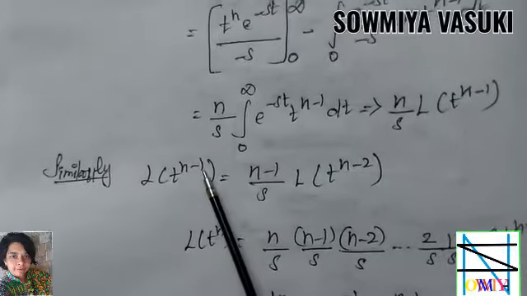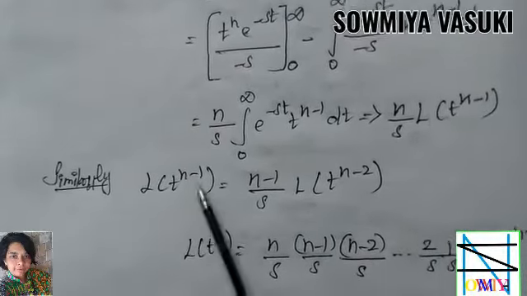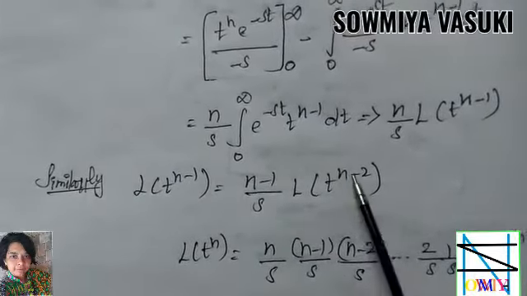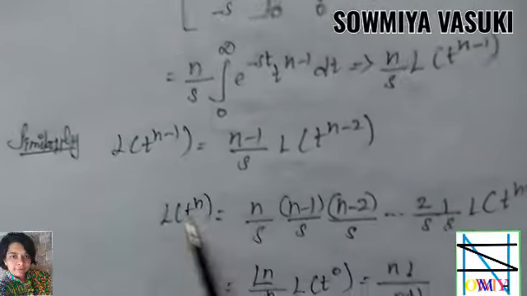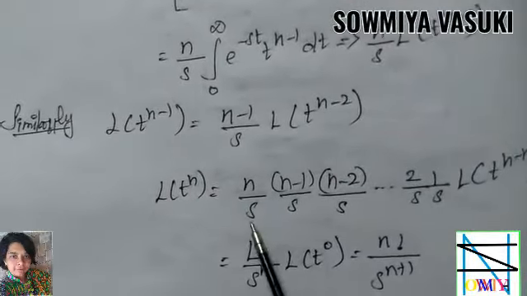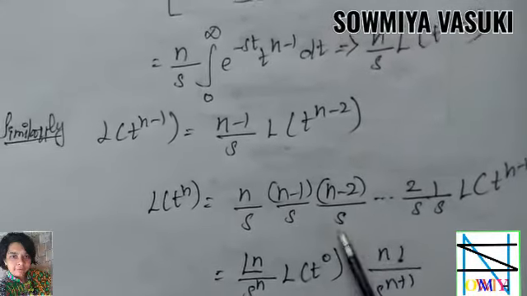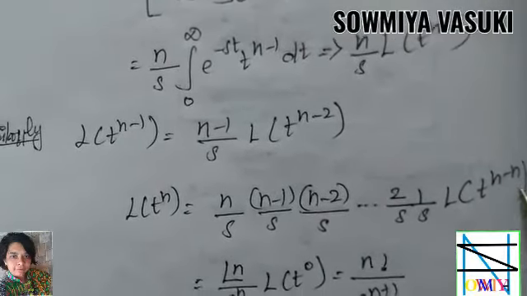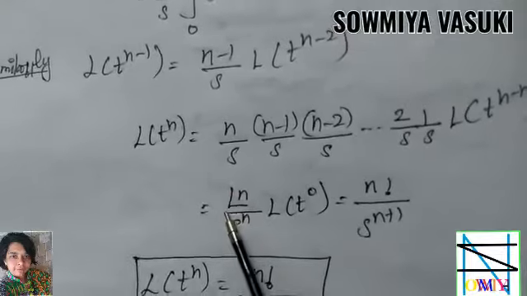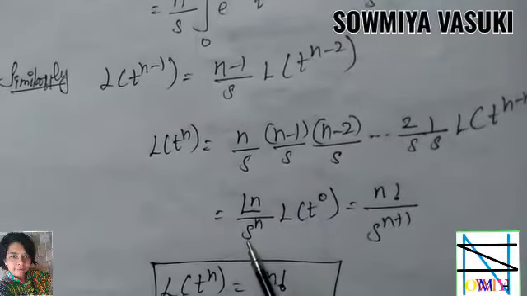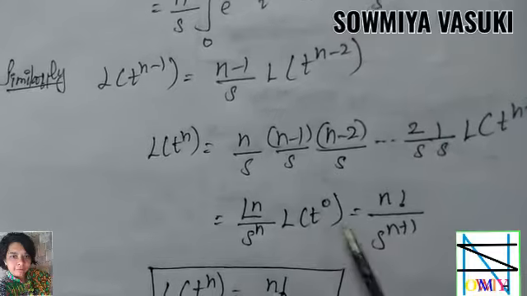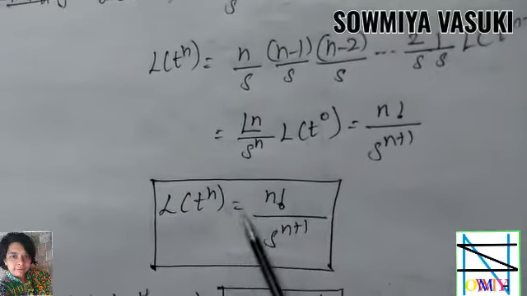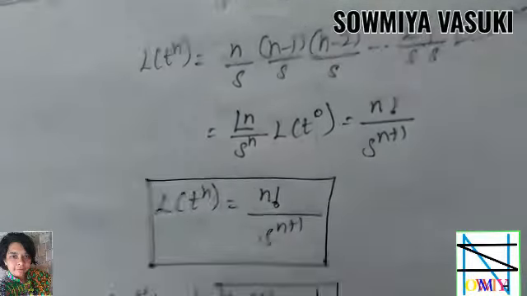Similarly, L of t^(n-1) is equal to (n-1) divided by s times L of t^(n-2). So L of t^n is equal to n divided by s, (n-1) divided by s, (n-2) divided by s, down to 2 by s into 1 by s, L of t^0. So gamma n divided by s^n, L of t^0, is equal to n factorial divided by s^(n+1). So L of t^n is equal to n factorial divided by s^(n+1).